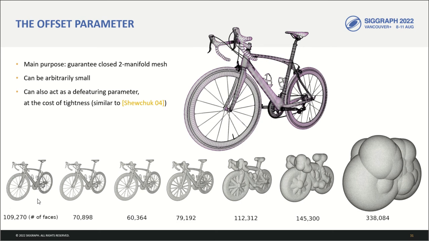this example on the left is from a very small offset. We have more than 100,000 facets. And then while we increase the offset, you see that the complexity decreases. So we are sort of defeaturing while wrapping with the margin. When we increase the margin, this time, the area of the offset surface gets larger, and therefore the output complexity increases.